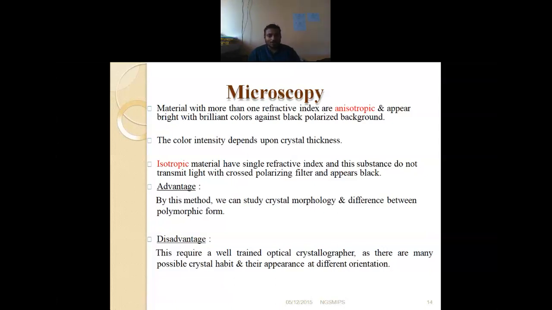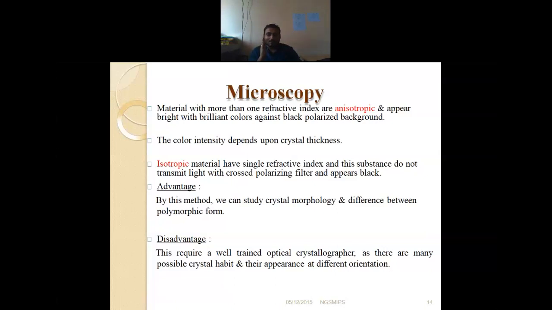So, what are the advantages? By this method, we can study crystalline morphology and the difference between polymorphic forms, whether isotropic or anisotropic. What is the disadvantage? It requires a trained optical crystallographer.